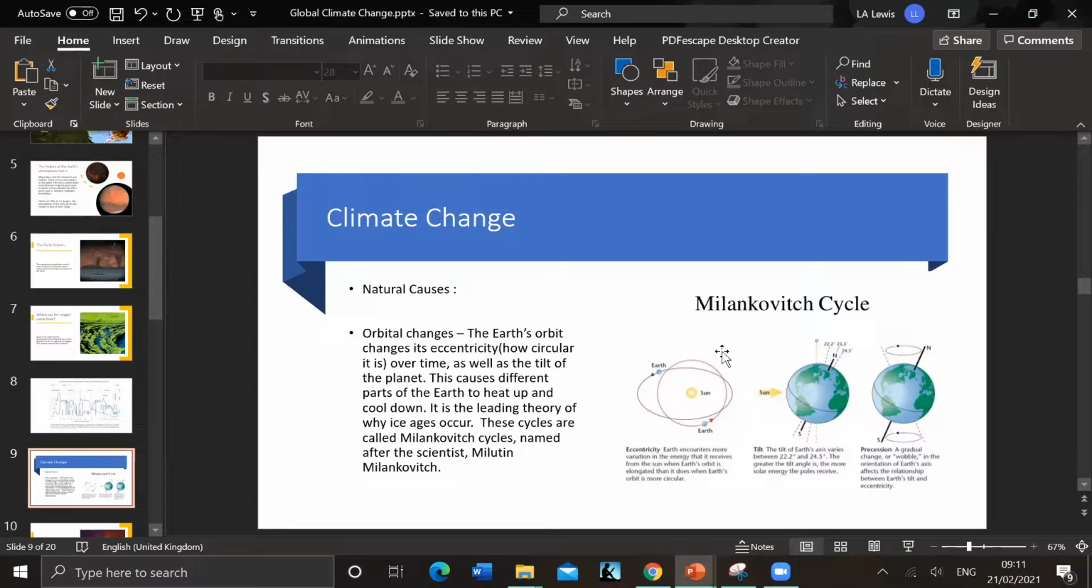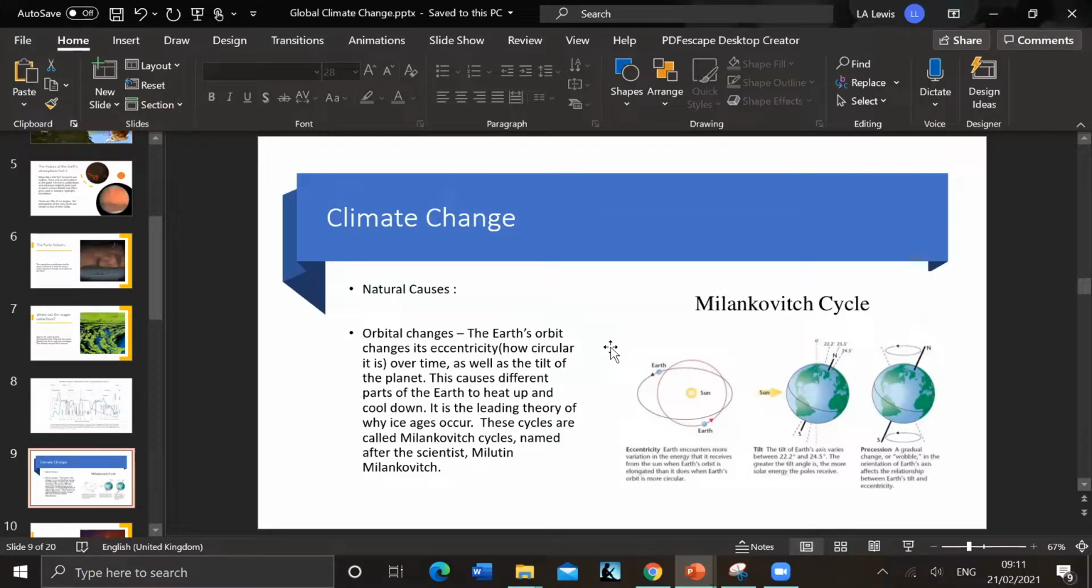Some things are shorter term. The tilt of the Earth changes. At the moment we're at 23 degrees, and that's what causes the seasons. It changes over time, and the Earth wobbles on its axis. So these three things: eccentricity is how circular the Earth's orbit is, the tilt is just called the tilt, and this is called the precession. It's a bit like if you spun a spinning top and it wobbles. That's actually what the Earth does over thousands, millions of years.